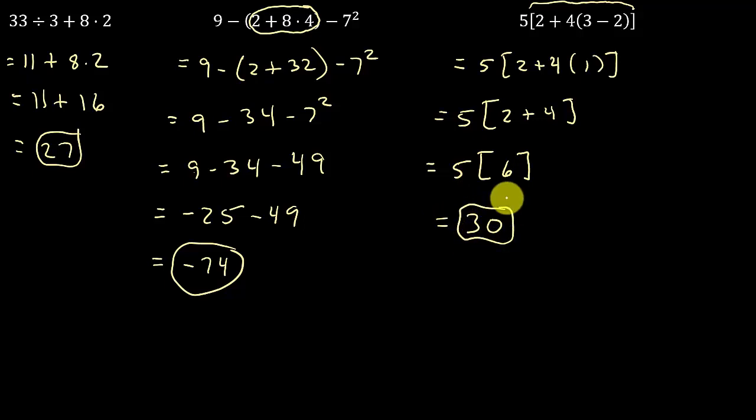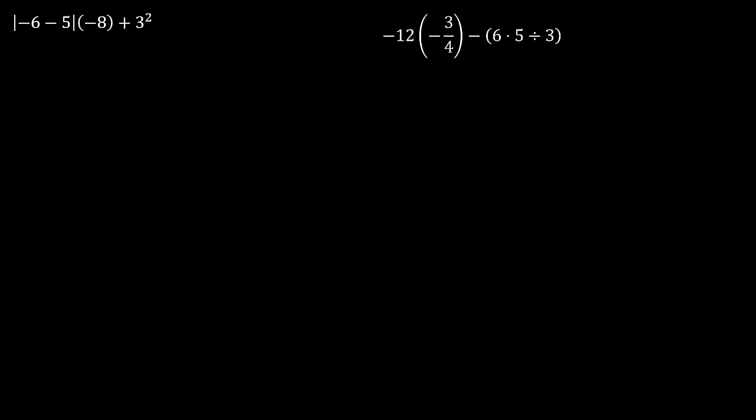Okay, let's take a look at the next one. All right, so I've got, and I don't know if you can tell, these lines here, let me just kind of write over them a little bit like this. These are absolute value symbols. Those are grouping symbols, okay? So I've got the absolute value of -6 minus 5 times -8 plus 3 squared. All right, so we're working inside the grouping symbols, which is inside these absolute value symbols here.